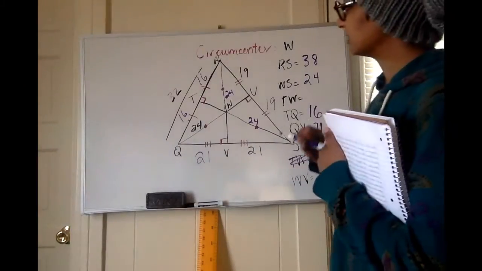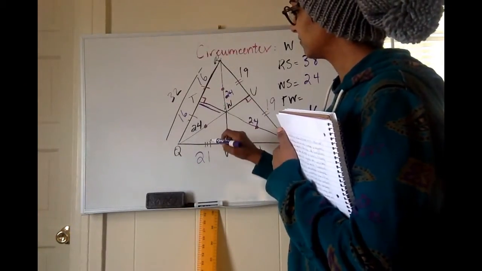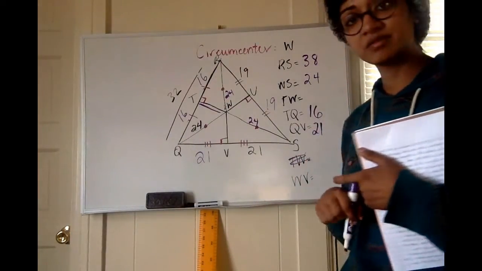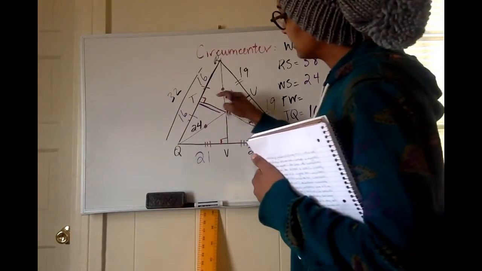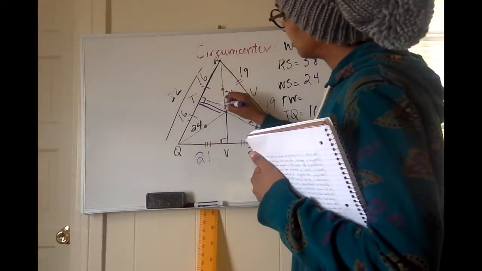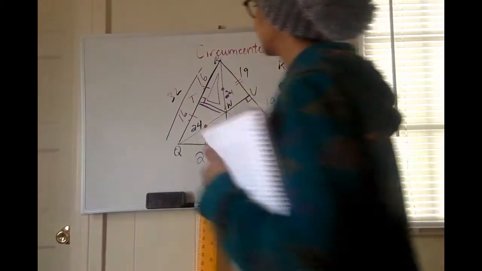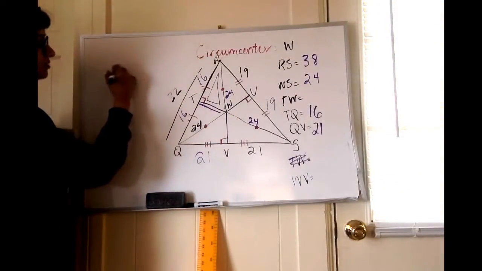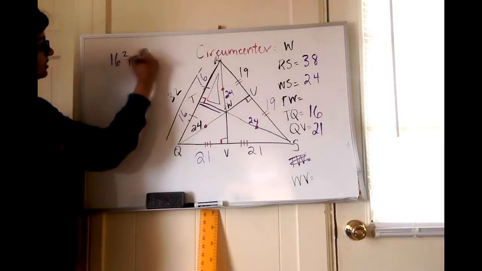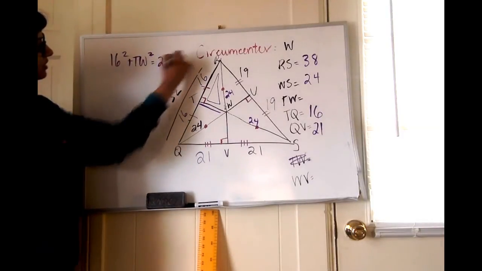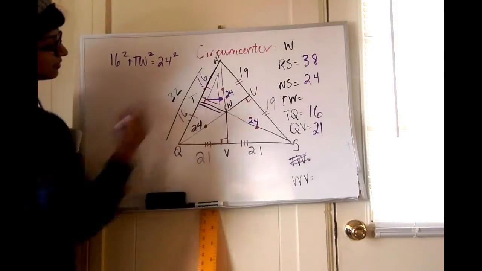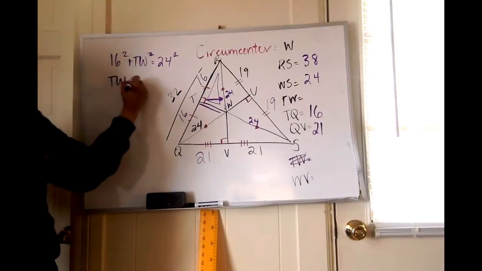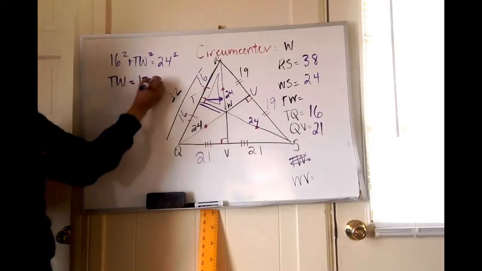Okay? TW, let's see what we got. We got a right triangle right here, a right triangle right here. You can use either one. They're actually exactly the same. Let's use this one because that's where my perpendicular side is. So I have the hypotenuse and a leg. Of course, when we're looking for the third side of a right triangle, we will use the Pythagorean theorem. 16 squared plus TW squared equals 24 squared. Hypotenuse is across from my right angle, as you can see. So, if I do all my work, I get TW is 17.9.